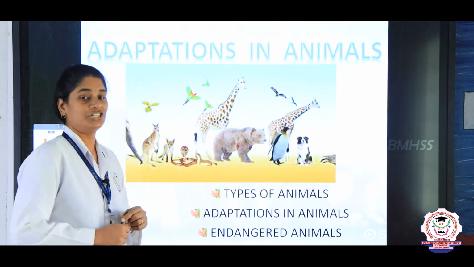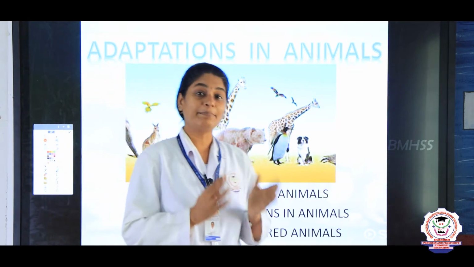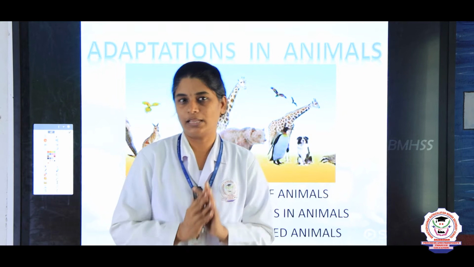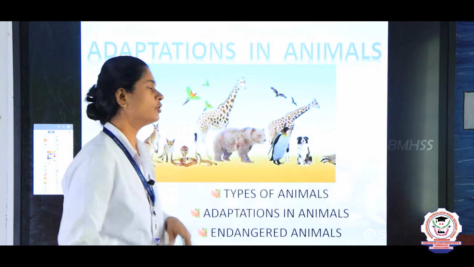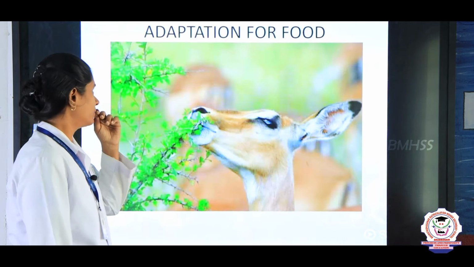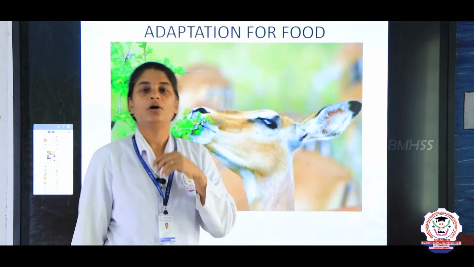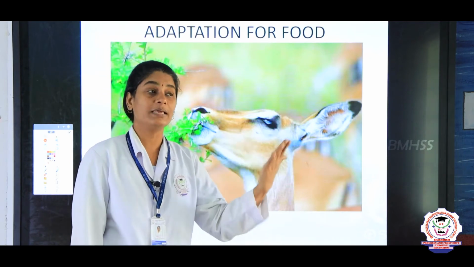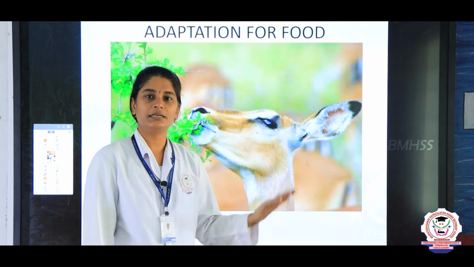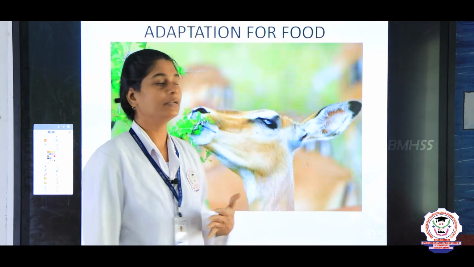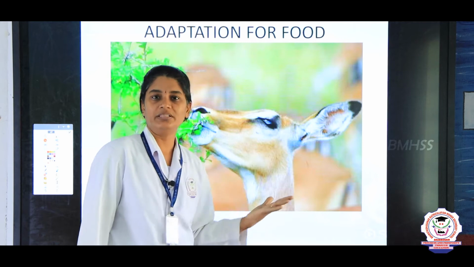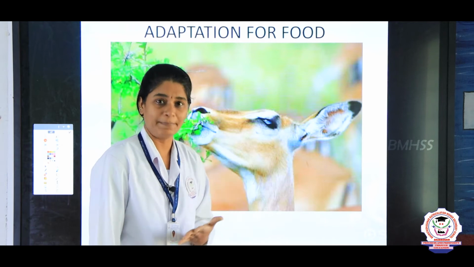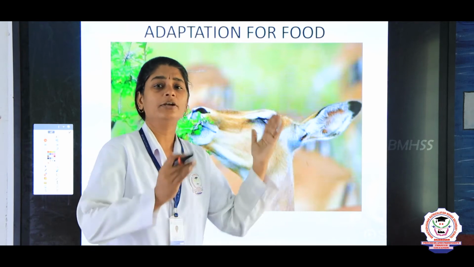In this second session we are going to learn the adaptation of animals based on food and also based on the surroundings. So, let us get into the topic. The first one is adaptation for food. We can see many different types of animals around the earth, so we cannot say all animals eat the same type of food. Based on their eating pattern we can classify animals into different categories.